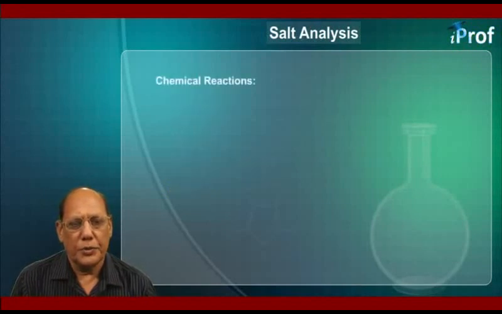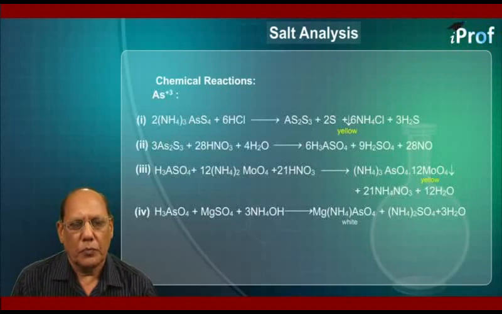The chemical reactions represented by corresponding chemical equations are given below. For As3+, the reactions are: 2(NH4)3AsS4 + 6HCl gives As2S3 + 2S. This sulfur is precipitated in the form of a light yellow precipitate, plus 6NH4Cl plus 3H2S.